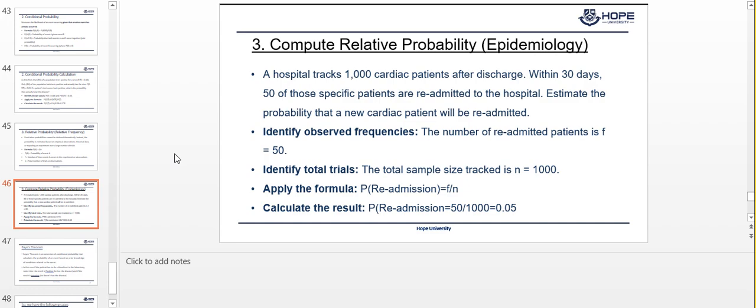The first step is to identify the observed frequency: the number of readmitted patients, F, is 50. Then identify the total trials: the total sample size was 1,000. Apply the formula: the probability of readmission equals F divided by N, which is 50 divided by 1,000, or 0.05. This means the probability of a cardiac patient coming back to the hospital another time is 5%, or 0.05.